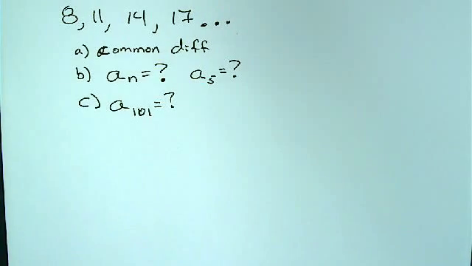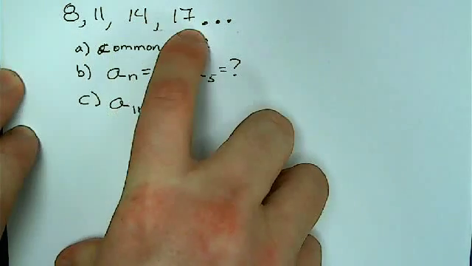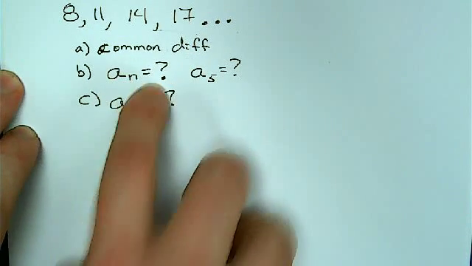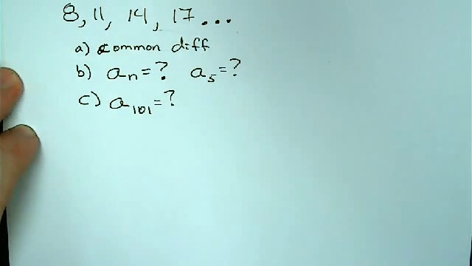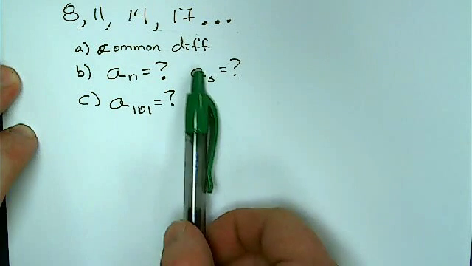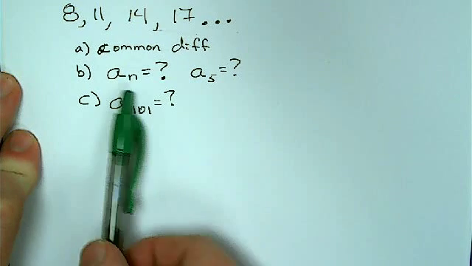Guys, real quick recap before we dive in again. Here's my sequence. First, I need the common difference. Then I want to come up with a general statement that will cover everybody from here on out. So I find out what a sub 5, the fifth term, is. Then finally, I want to use that rule I come up with to get this.